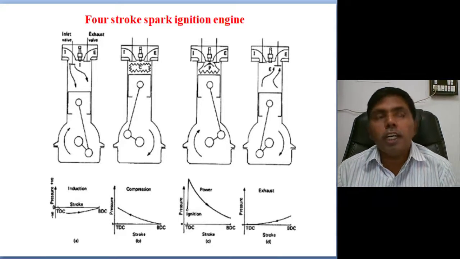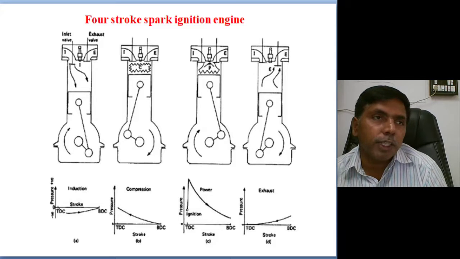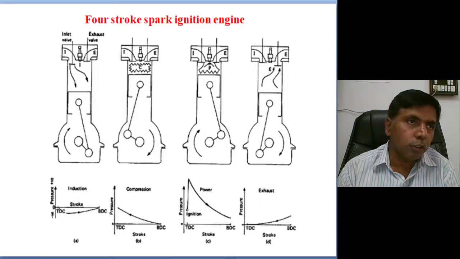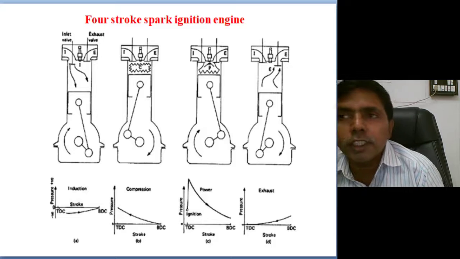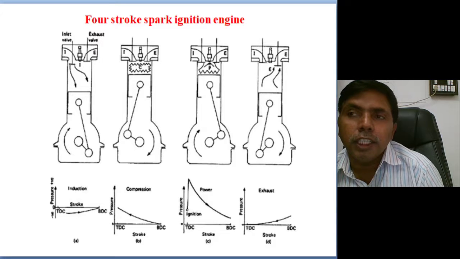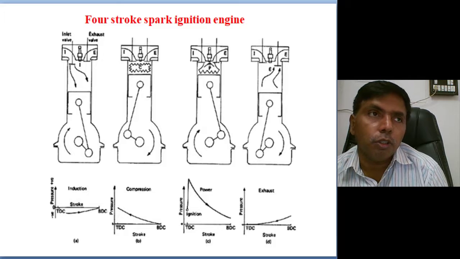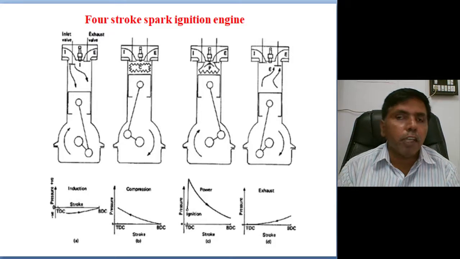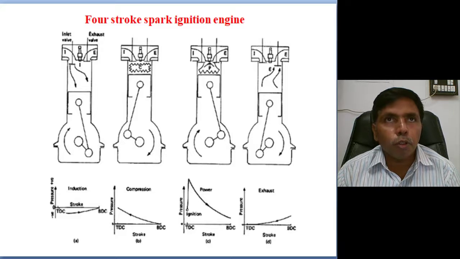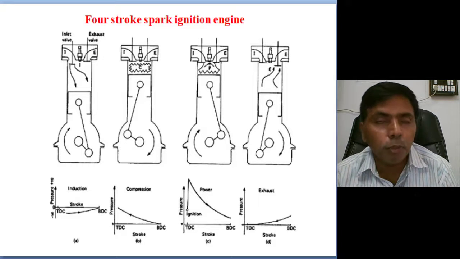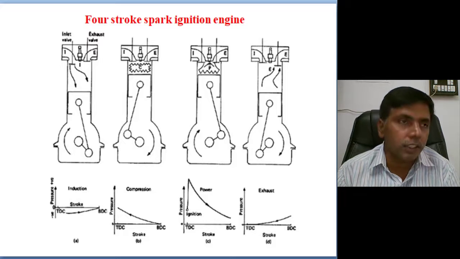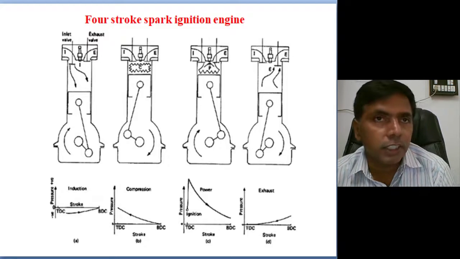So what are the main advantages and drawbacks? You can do a comparison. You can see here it is taking 4 strokes, meaning 2 revolutions of the crankshaft, and it is producing 1 power stroke. So a larger flywheel size is required. Why? Because for the other 3 movements of the piston, we want to supply the energy. So storage of energy is required.